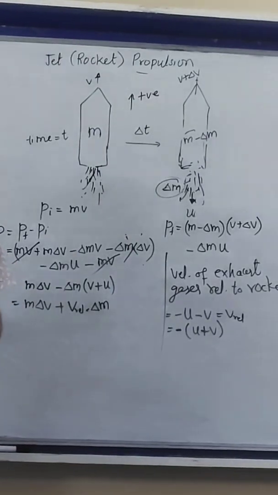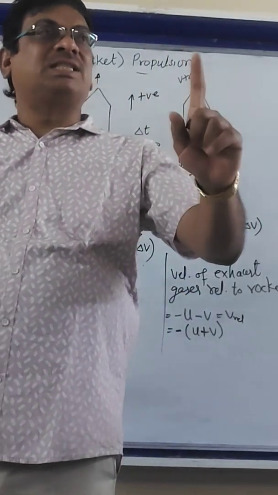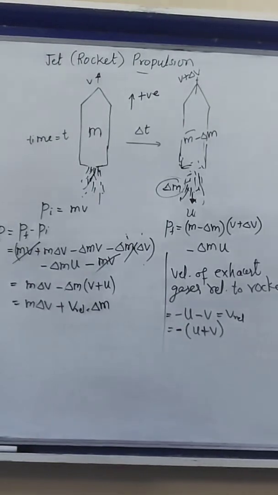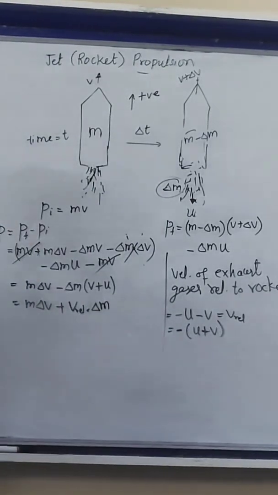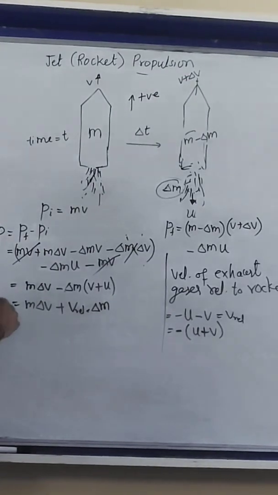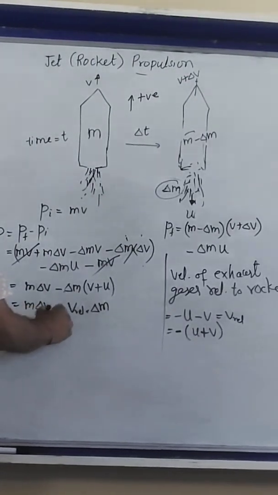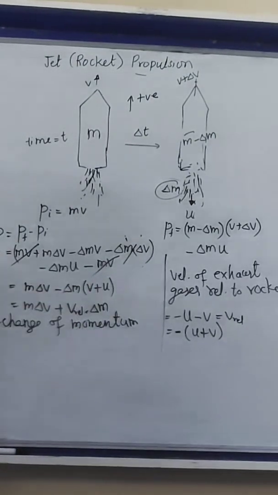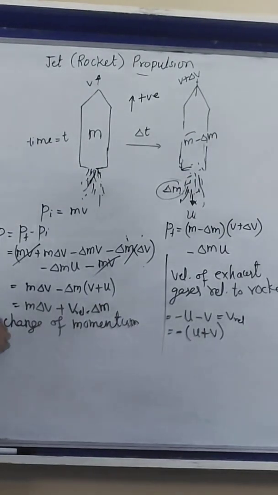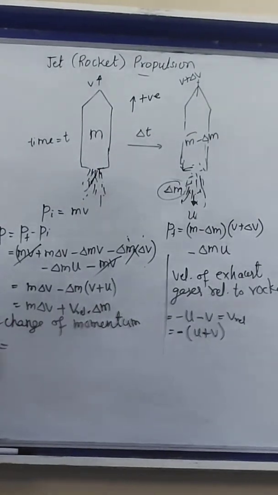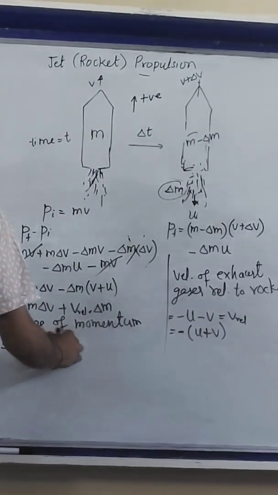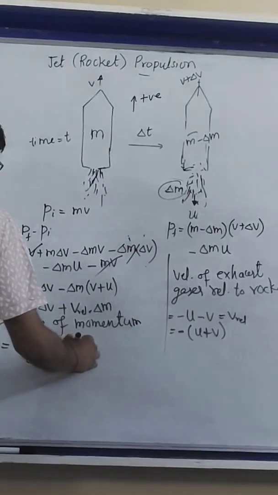So now rate of change of momentum. It happened in delta t time. So rate of change of momentum is change in momentum in 1 second. Change in momentum in 1 second is the rate of change of momentum. Rate of change of momentum is change in momentum per unit time interval, in 1 second. So you have m delta v by delta t plus delta m by delta t into v rel.